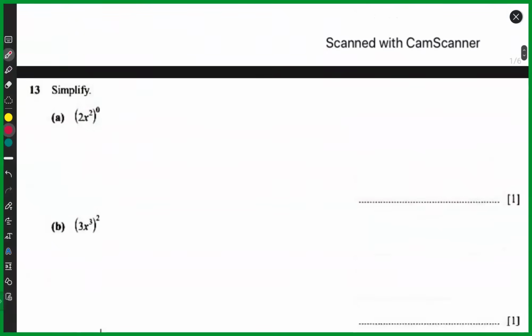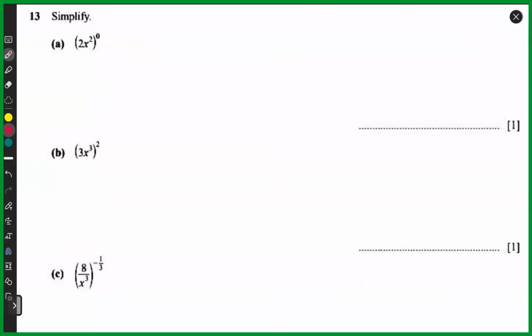The next question is not directly related to this topic, but still we need to talk about it. So it's 2x squared and then power 0. Whatever number you have, very good, Taha, if it's to the power 0, it is going to be 1. Any number to the power 0 is going to be 1. Very good, Moise. It's 1.